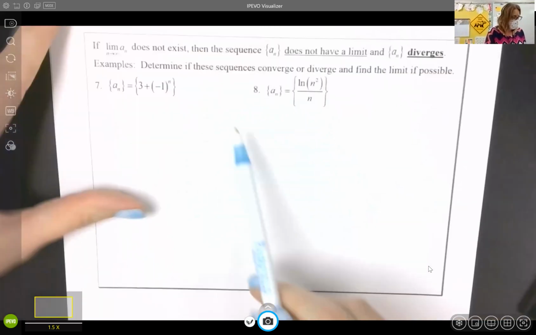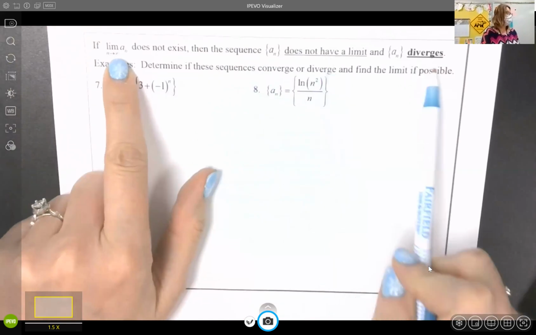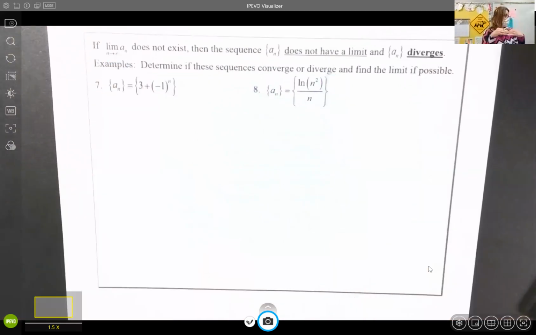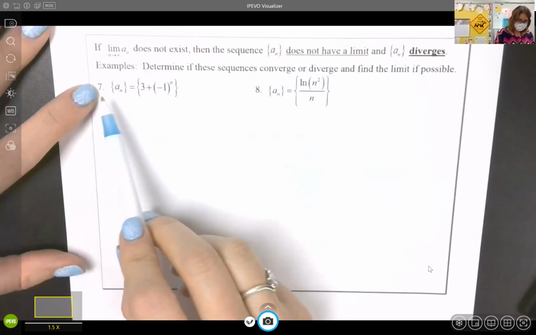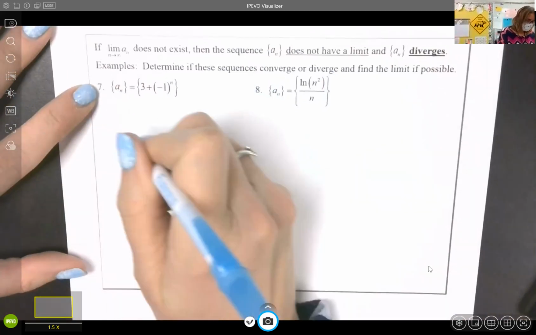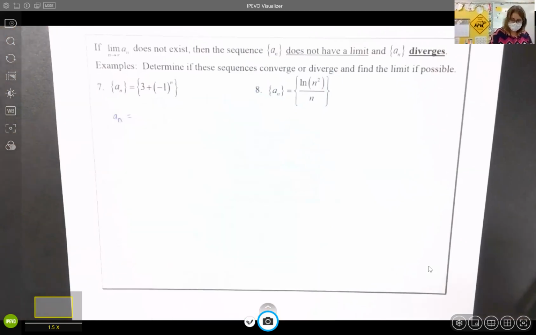Okay? So if you don't have a limit, then it will diverge, which means it's faster on top than the bottom. Fast over slow would diverge. Okay? So if I'm looking at this one on number 7, sometimes I can't do a horizontal asymptote, I just have to plug some numbers in and see what's happening to the numbers.